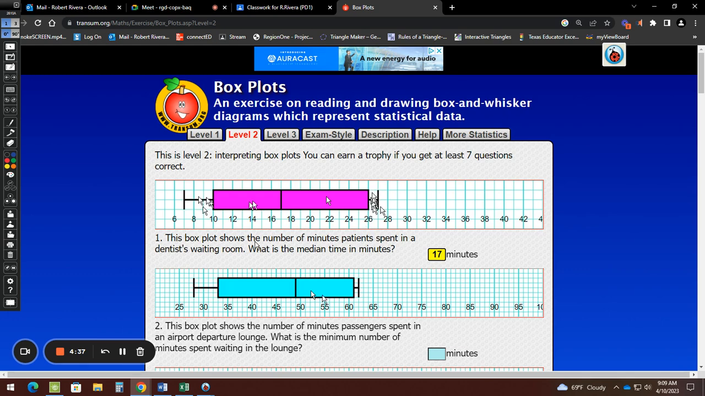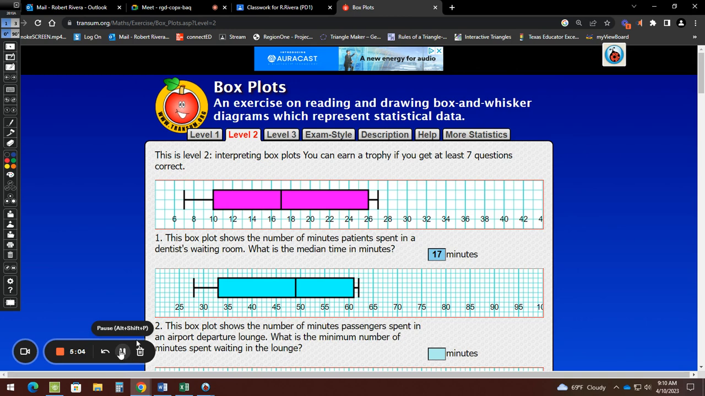50% of the data is between 10 and 26 minutes. True or false? False. Between 10 and 26 minutes. True. Look, 10 to 26 minutes. Here we have 25% plus another 25%. That would be how much? 50.